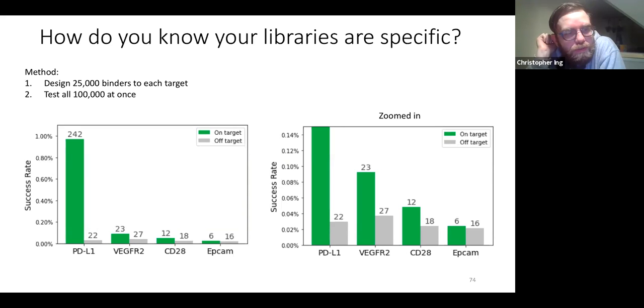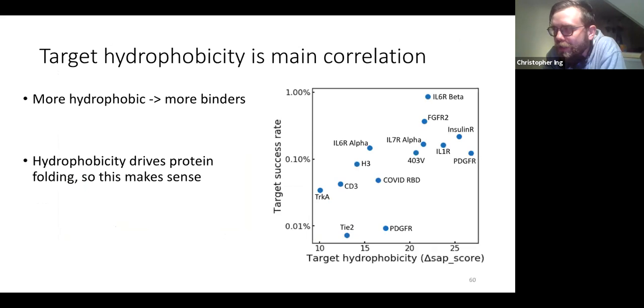Hi, Brian, I have a question. I was wondering about the delta SAP score, and if you had prospectively tried to find targets that had a very high value of that, to guide your selection of future targets.